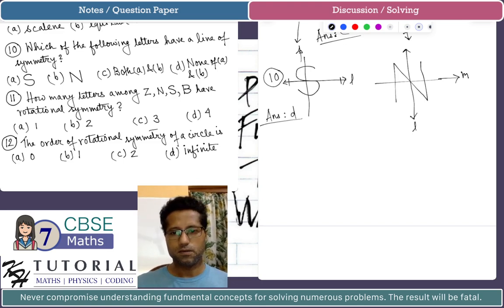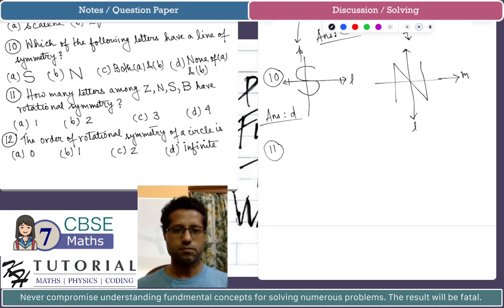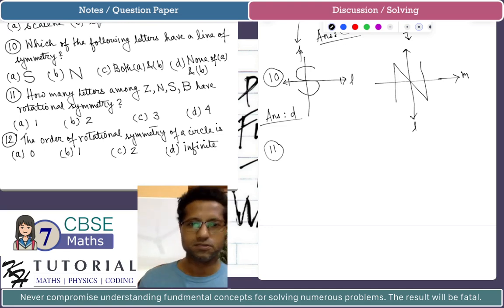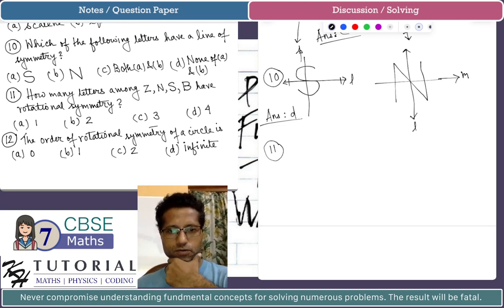Okay, let's do problem number 11. Can you see the problem? How many letters among Z, N, S, B have rotational symmetry? The choices are 1, 2, 3, 4. How many of these letters have rotational symmetry? So we have to find out.